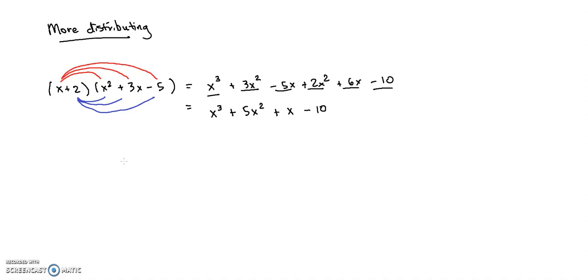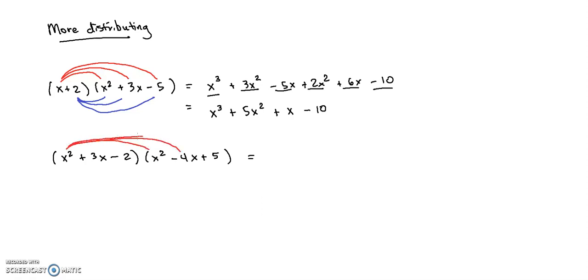All right, so that's distributing more terms. Let's try a trinomial times a trinomial. So let's say we've got x squared plus 3x minus 2, and let's say we've got x squared minus 4x plus 5. Okay, same idea here, but we're going to have to distribute more. So we're going to have to distribute the x squared.